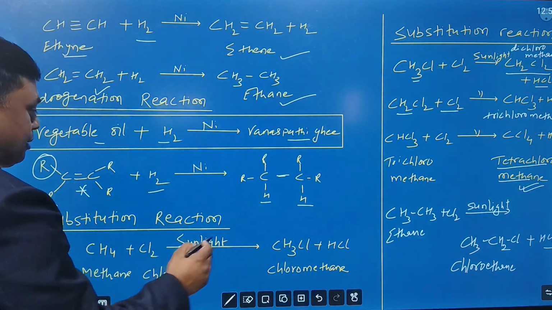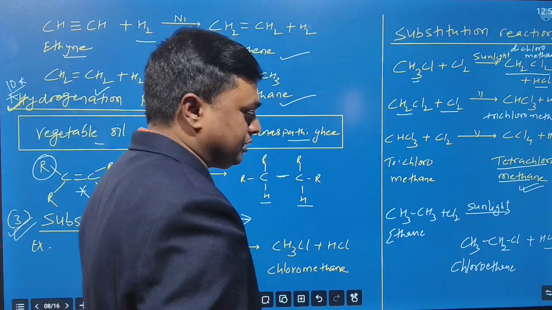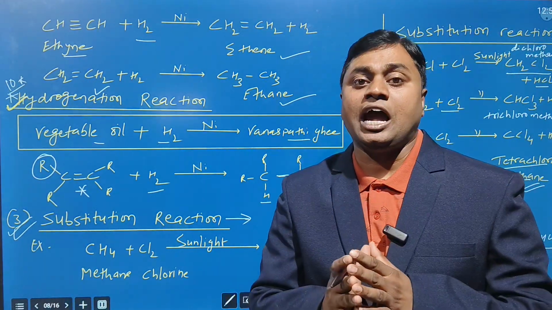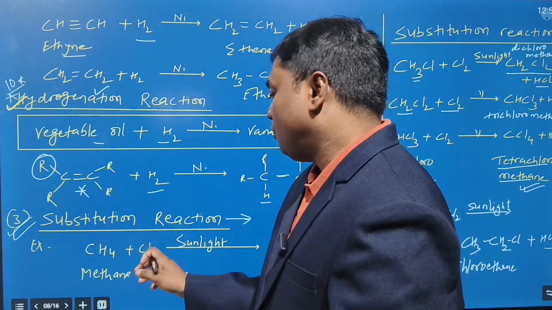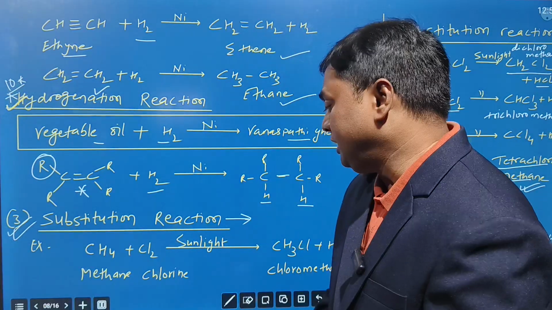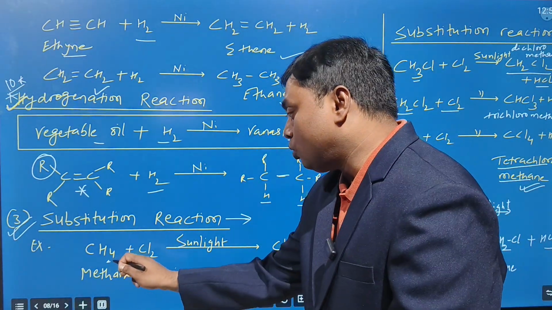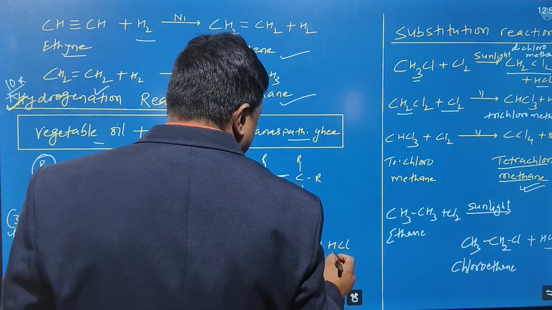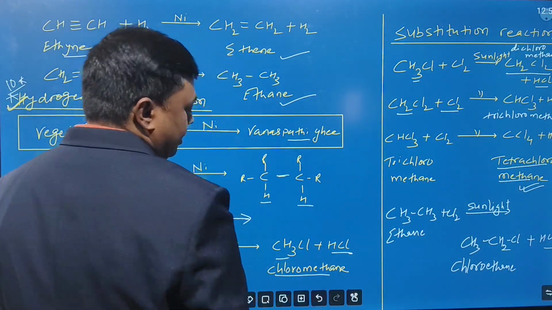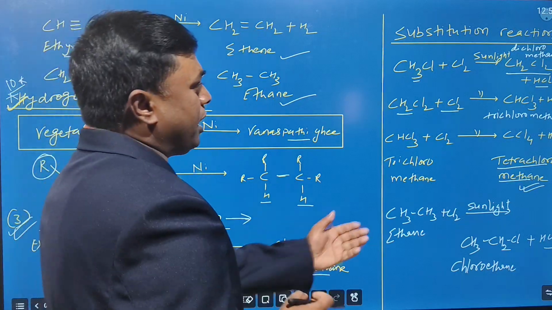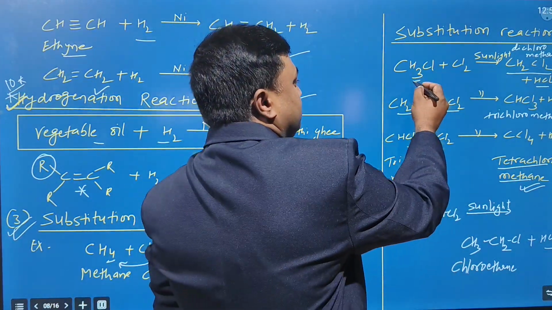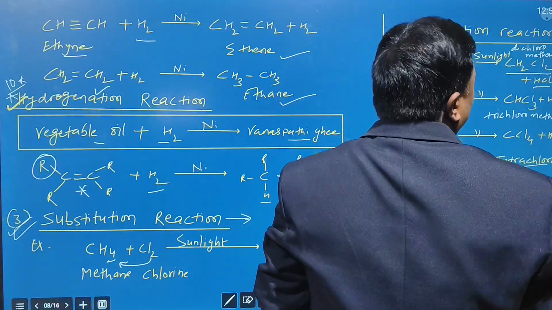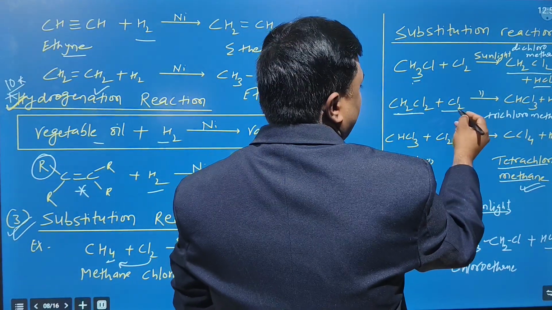Next, substitution reaction. Substitution reactions generally take place in case of alkanes, that is, saturated hydrocarbons. What happens? Whenever chlorine gas is passed through methane in the presence of sunlight, one hydrogen is substituted by one chlorine atom. So it forms CH3Cl plus HCl, that is, chloromethane is formed. Again, you pass chlorine, again a hydrogen is substituted by one chlorine atom, so it forms CH2Cl2 plus HCl, that is dichloromethane.